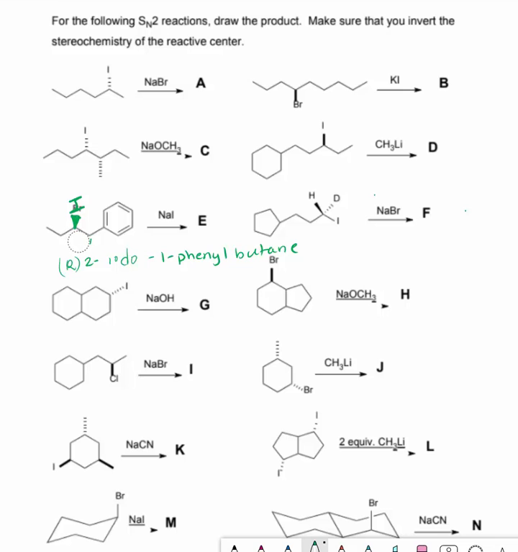Now let's double check that asymmetric center. So the iodine gets a 1, the phenyl side gets a 2, and this side gets a 3. We are rotating clockwise with the H receding behind us. Therefore, this is R, 2-iodo, 1-phenyl butane.